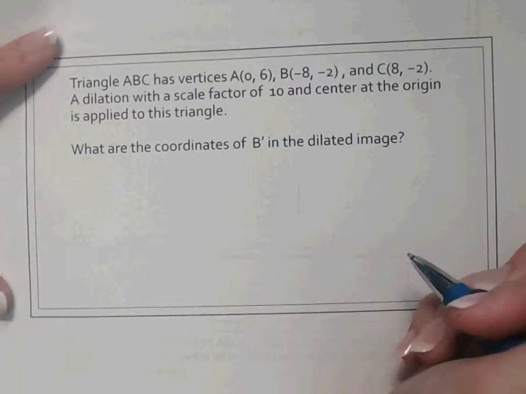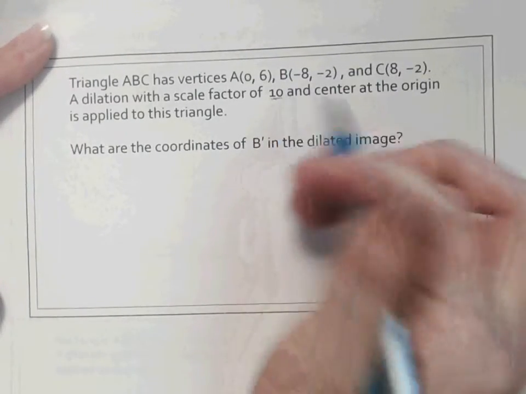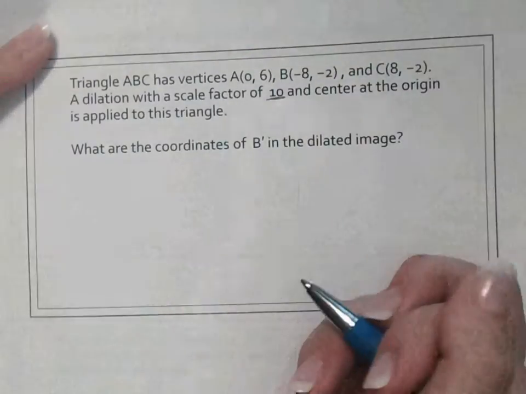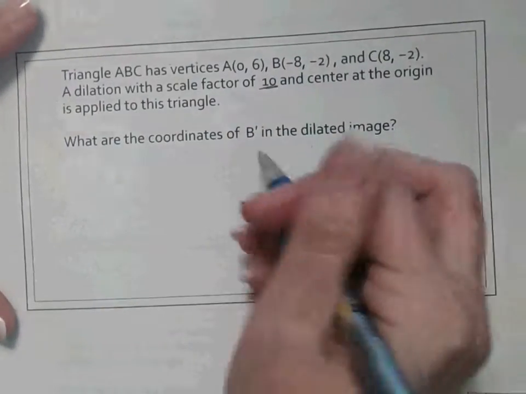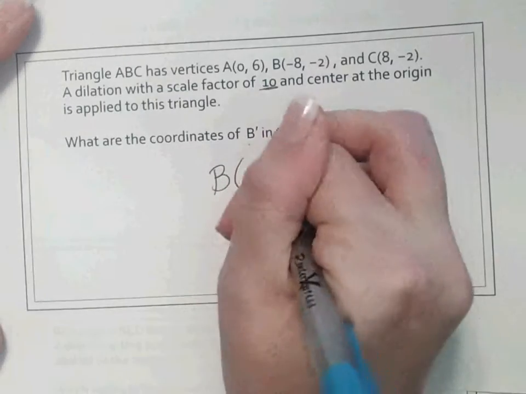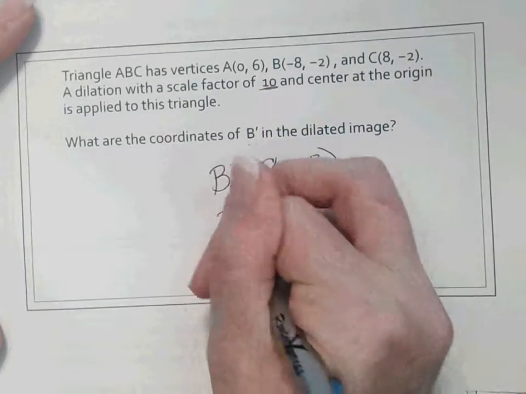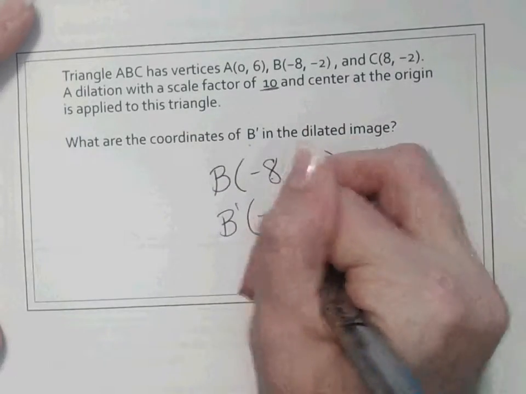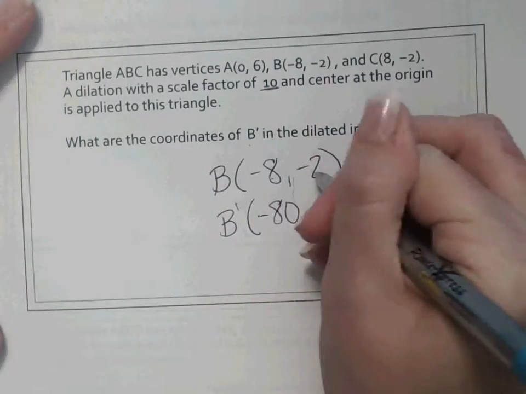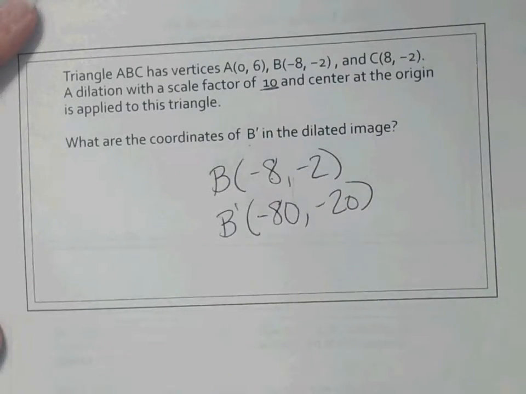So if you want to, you could graph it, but all we have to do is multiply both the x value and the y value by 10. Since we're looking for B prime, we're going to multiply the B values by 10. So negative 8 times 10 is negative 80. Negative 2 times 10 is negative 20, and we are done on that one.